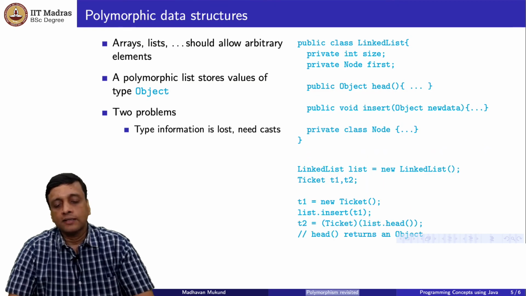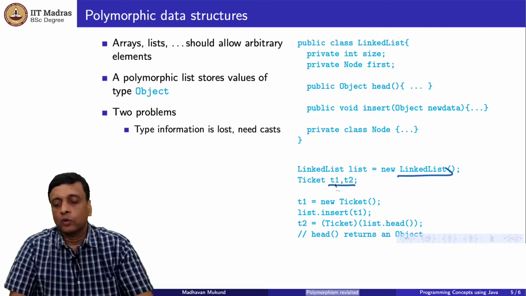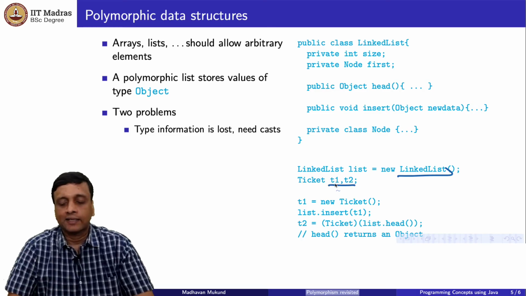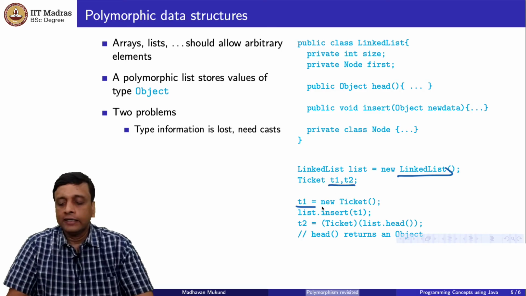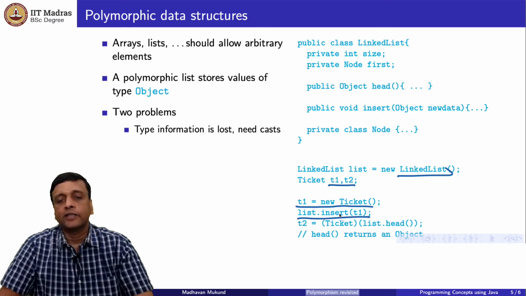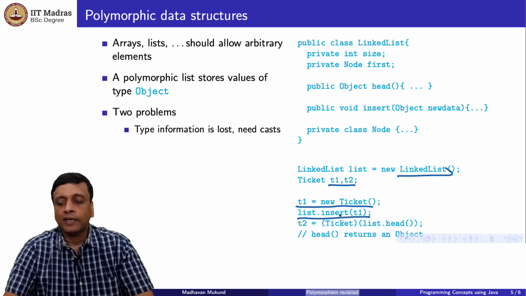So the first is that we have a type loss problem. Supposing I want to actually create a specific list which holds tickets, right? So I want to create a new list of this type, and I create two ticket variables. Remember, we had this ticket class that we talked about. So I create T1, which is a new ticket, and I insert it into the list, right? So since ticket is compatible with object, this insert will work.